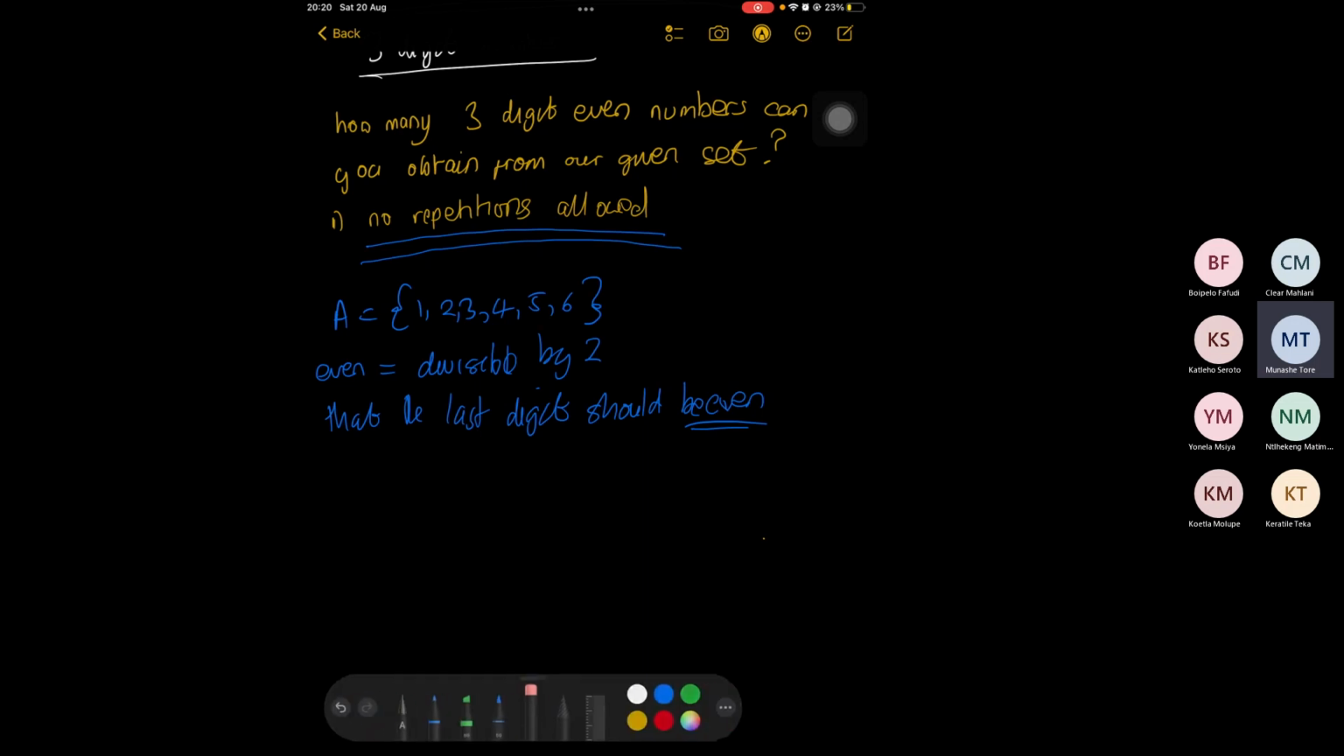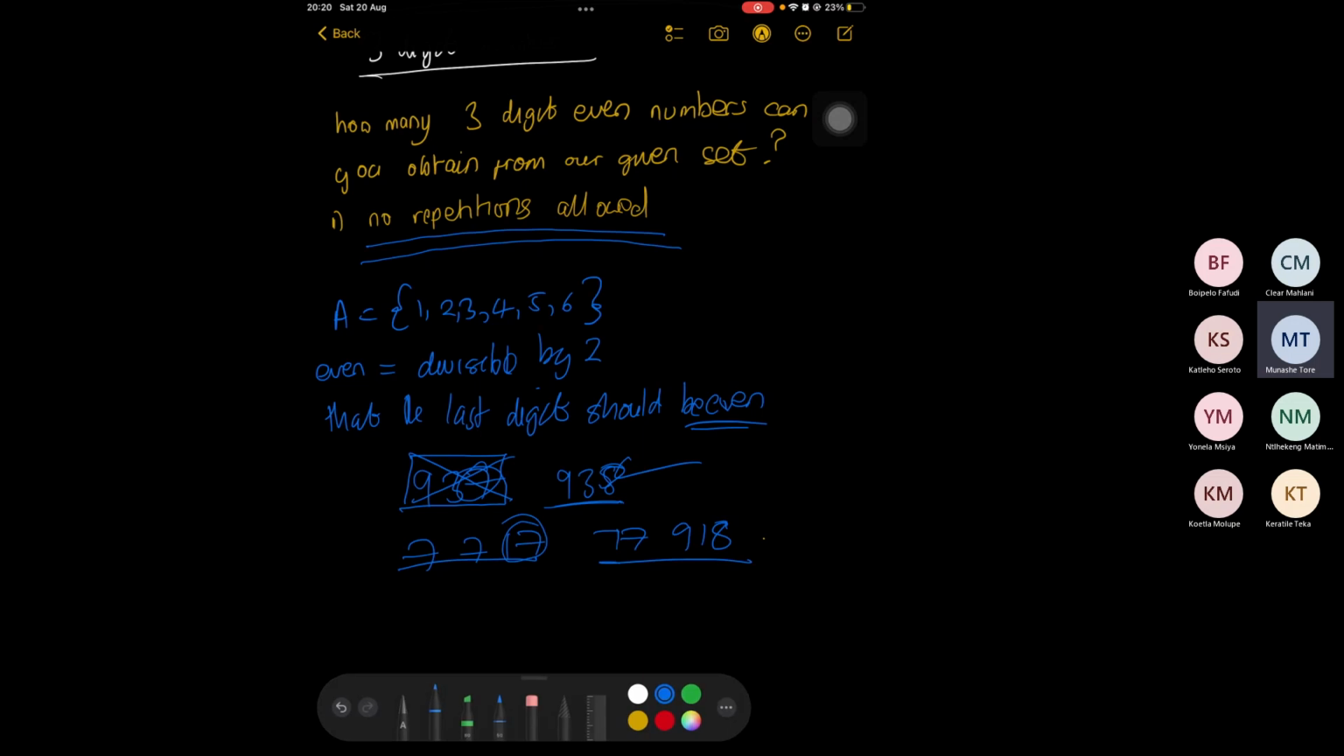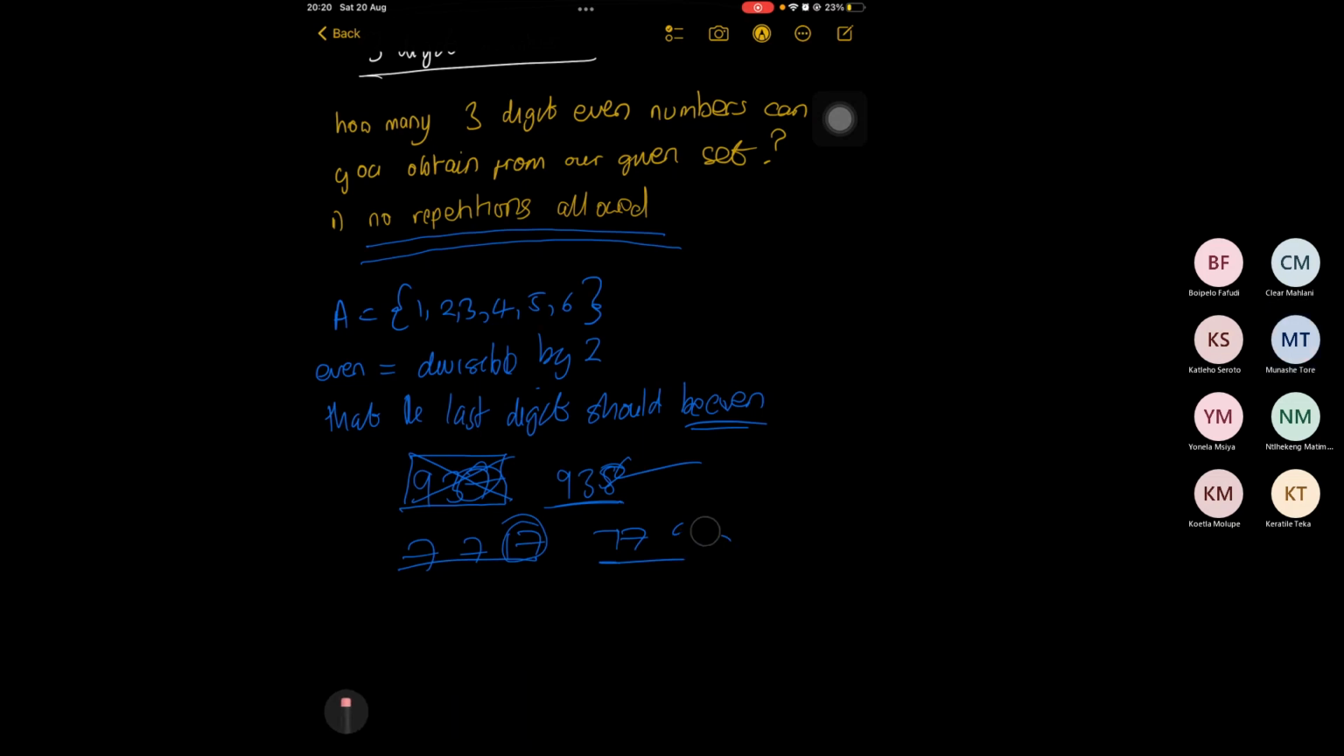Let's assume you have 937, 938, 7,770, 77,918. You see, the moment you try to divide this number by 2, it won't be divisible because the last digit is odd. Then this one, the last digit is even, so it can be divided by 2. Then this one cannot, this one can. So what matters most is the last digit only. Keep that in mind.